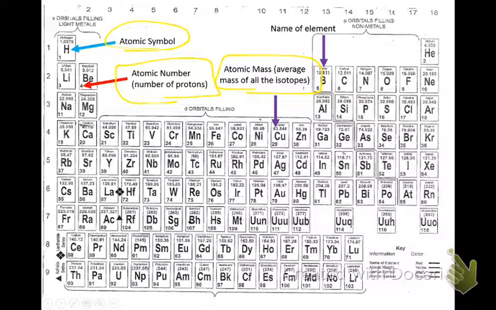It has a couple of decimal places. So like for copper, it's 63.546. Then, of course, you have the name of the element, the big long name. So the one that I have pointed to there is boron. So that's the breakdown of some things on the periodic table.